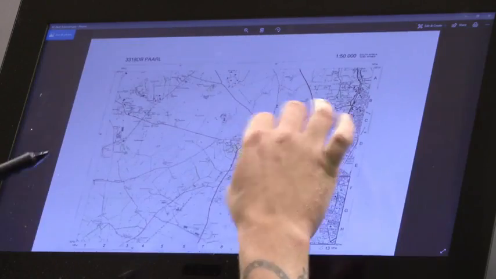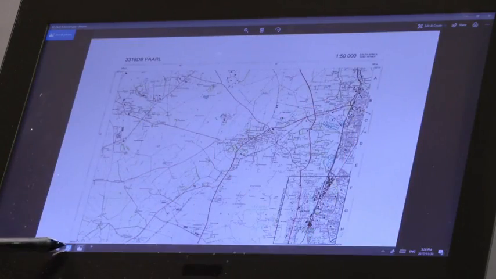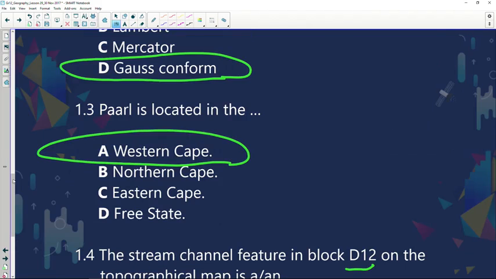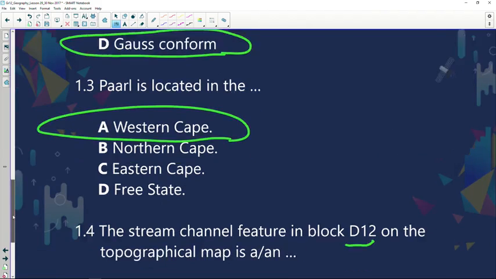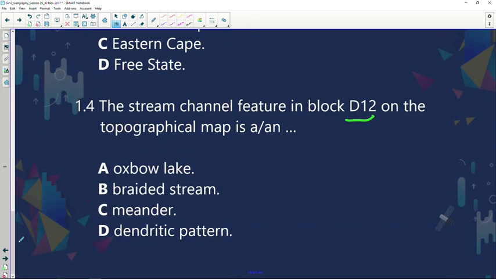So the correct answer for question 1.4 can actually be two letters. It can be C and it can be B, because we see the Berg River is turning into a braided stream and we can clearly see how the river is meandering.